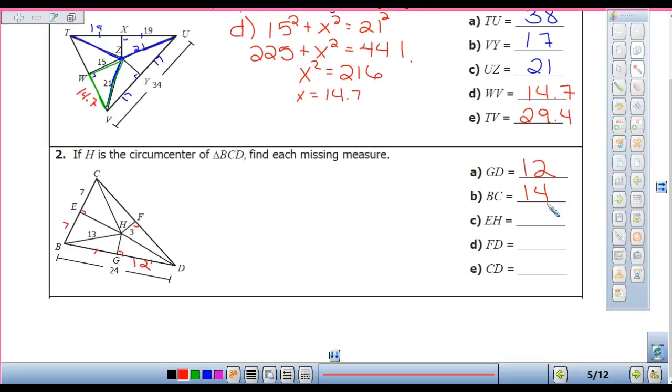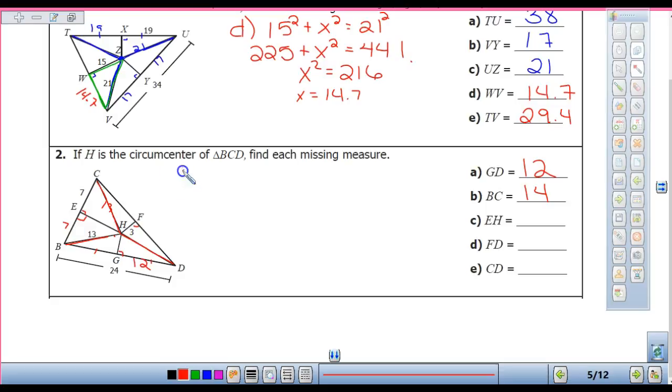Okay, so if we look at this, what are my congruent parts? BH and HC, right? Those two are congruent. So BH is 13. What's CH? 13. Actually, I didn't even have to go over there. I could find BH with this guy, right? Yes? No? Well, it will help you learn to participate.